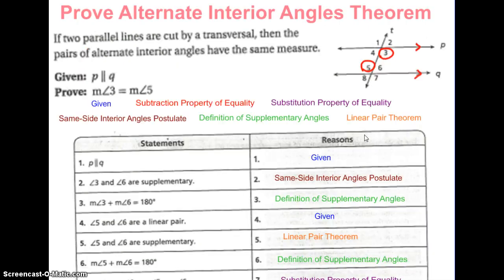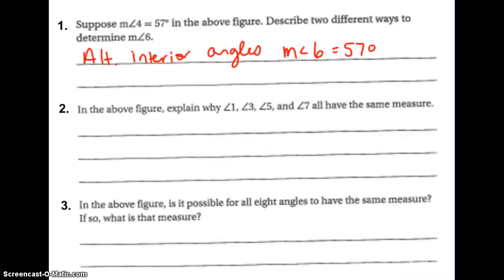Another way that you could do this is that you could say, okay, if angle 4 is 57 degrees, then angle 3 would be 180 minus 57, because they're supplementary, and then angle 6 would be 180 minus angle 3, which would then give you back 57 degrees.